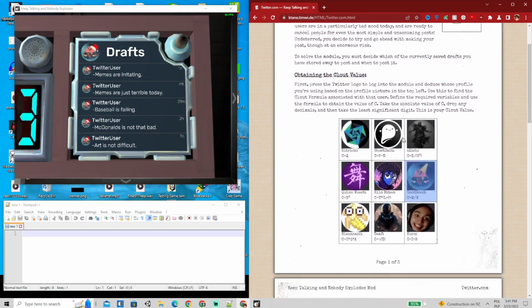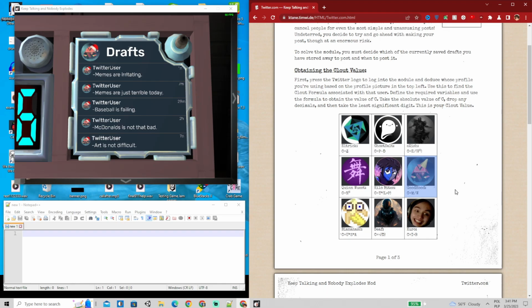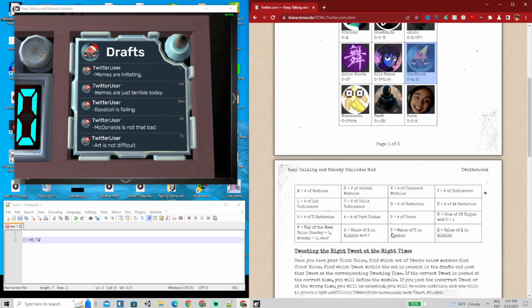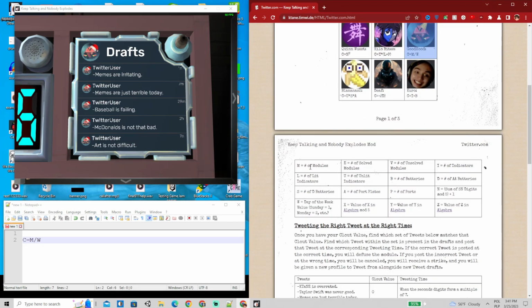Now, depending on which person you get, the equation might be different. For instance, C is equal to M divided by W. Now, what does that mean? Well, you go down here and look at this table over here. So M corresponds to the number of modules, which is 1, divided by the day of the week value. As of recording this, it's Saturday, so it should be 6.